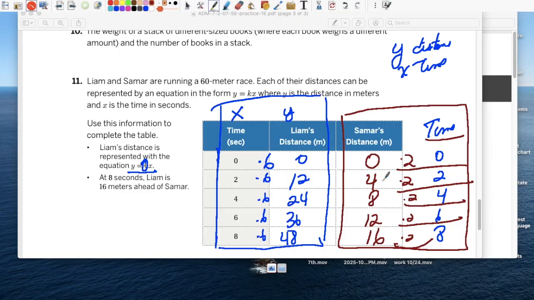What is the question asking? Sam says that in 8 seconds he ran 16 meters. So, I guess that's it.